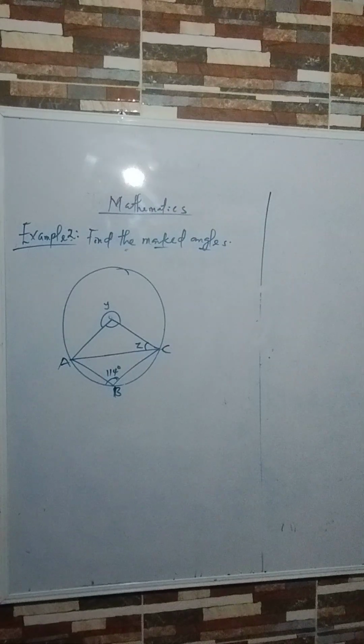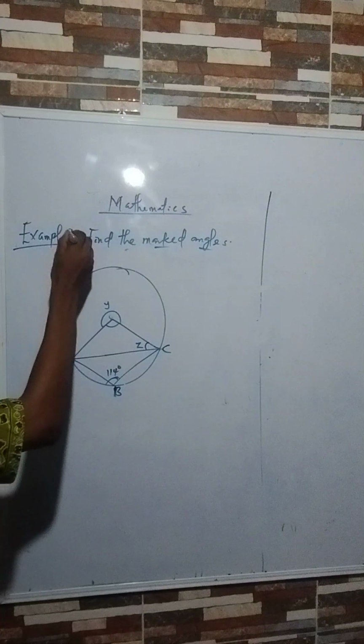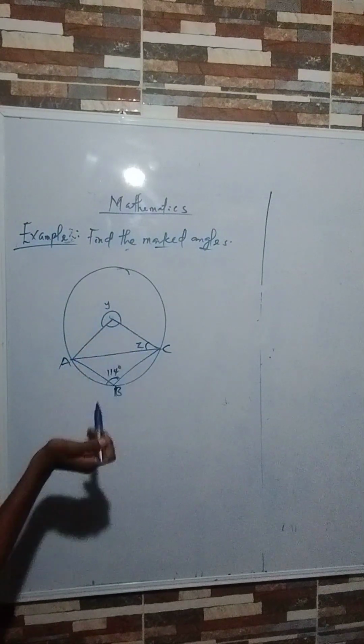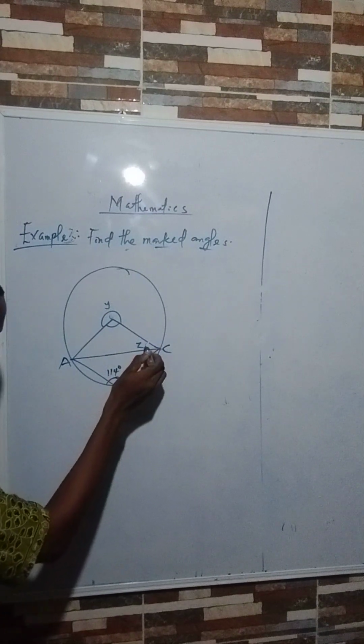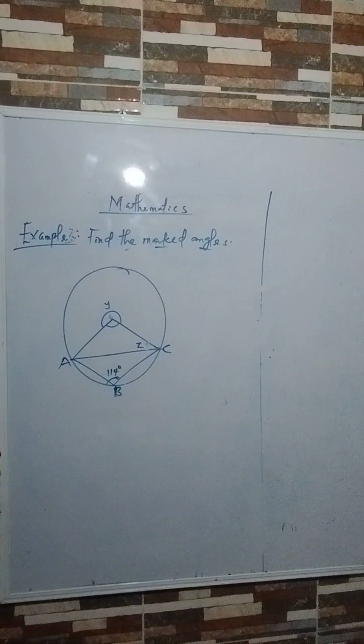Okay, so looking at the question, example 3 that you have on this board. This is the question. You have to find the marked angle. If you are looking at this marked angle, you are asked to find y. You are also asked to find z. It should not be too much of a problem to find any of them.